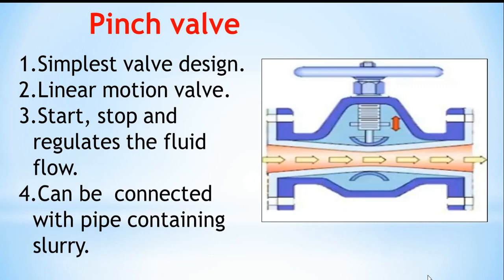So it is the simplest kind of valve design, and it is also of linear motion type. It can be usually connected with pipe which transport slurries. That is the main reason for which they are used, and these are also having a linear motion, like it's understandable from the image. So these are some of the commonest types of valves that you will come across in any industry. Whenever you visit a process plant, you will definitely see this kind of valve.